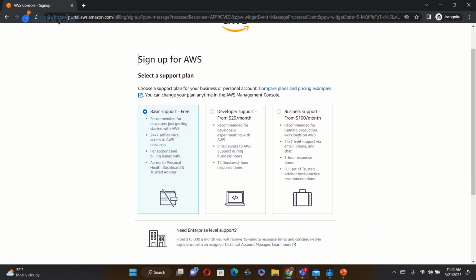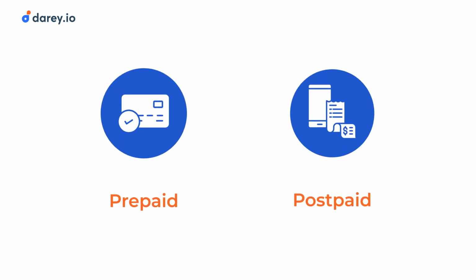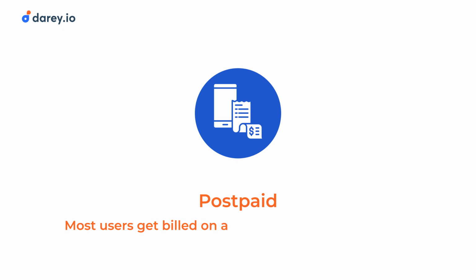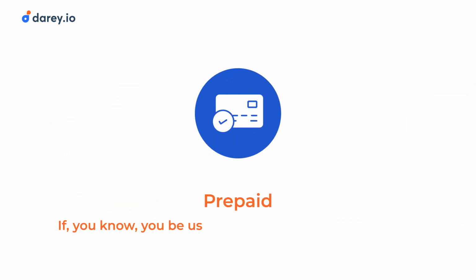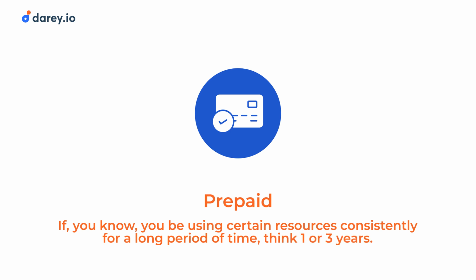You can choose between a basic support plan, which is free, a developer support plan, or business support plan. AWS offers both prepaid and postpaid pricing models for their various services. Most users get billed on a postpaid basis every month. However, if you know you'll be using certain resources consistently for a long period of time, think 1 or 3 years, you can save a lot of money with their prepaid offerings that offer significant discounts.